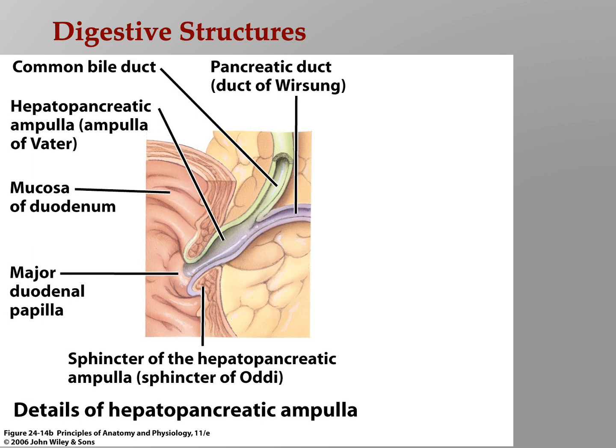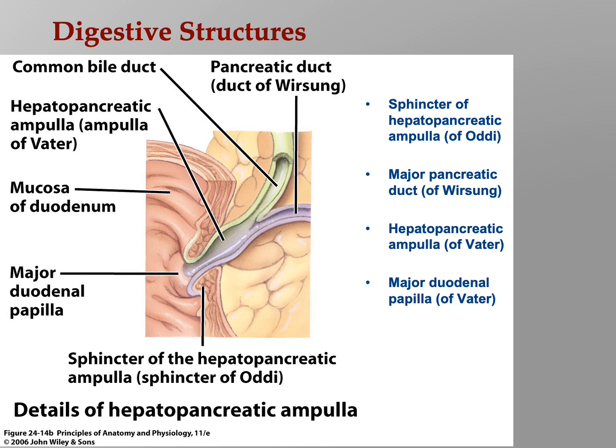major duodenal papilla. Remember, papilla in Latin means nipple, and so what we've got is, I say it's like a nozzle, like on a hose, the nozzle on a hose. That's what it is. At the end of the ampulla is the nozzle that will squirt the stuff into the duodenum. So again, common bile duct, major pancreatic duct, the hepatopancreatic sphincter, and then the major duodenal papilla.